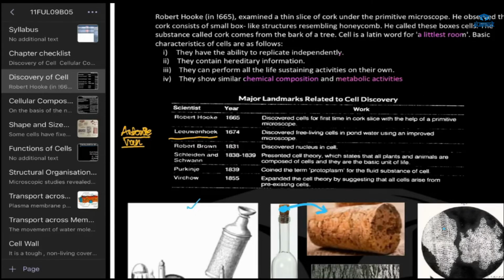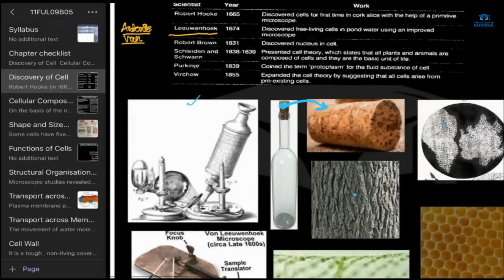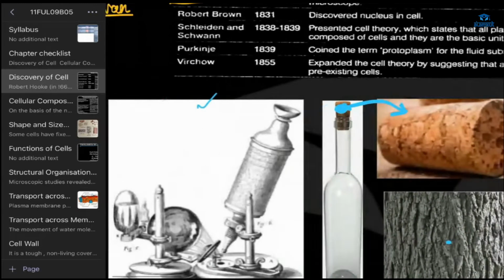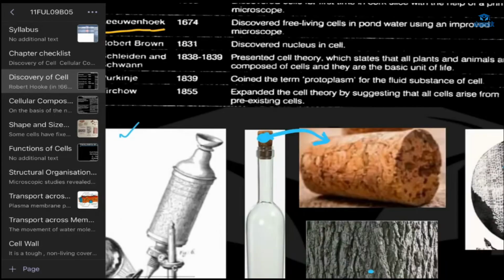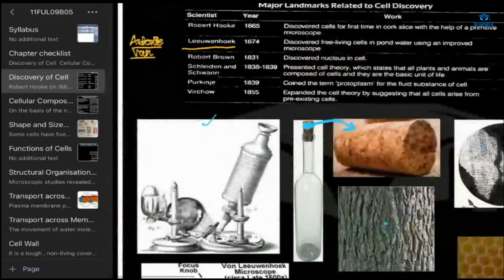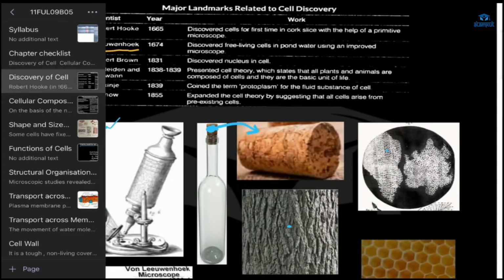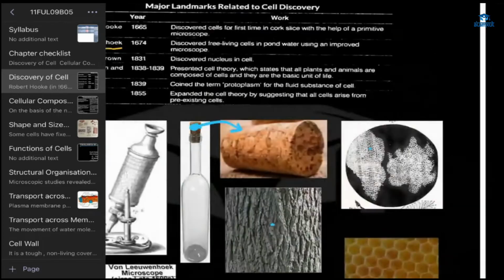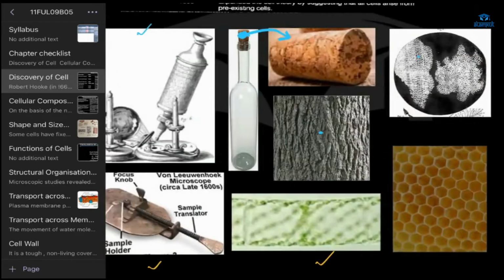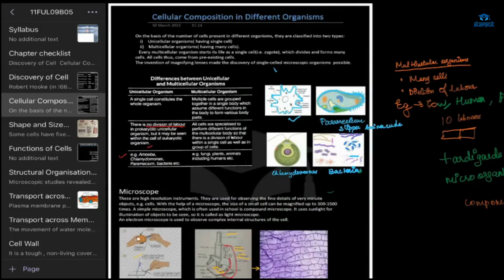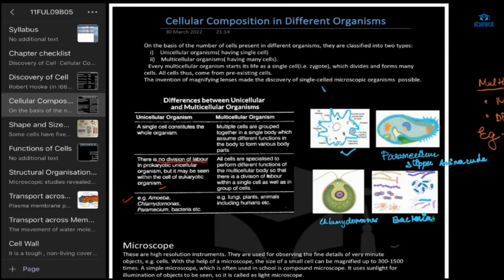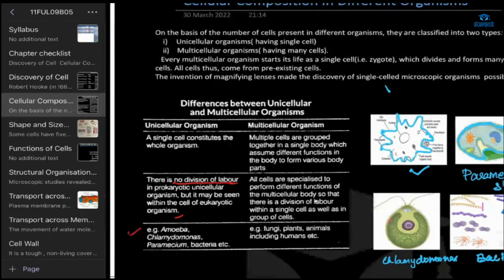So he used a self-made microscope and discovered dead cells. Which cell did he find? This cork cell. He found a honey-like structure, which he called a cell. Next, we'll go to the composition.